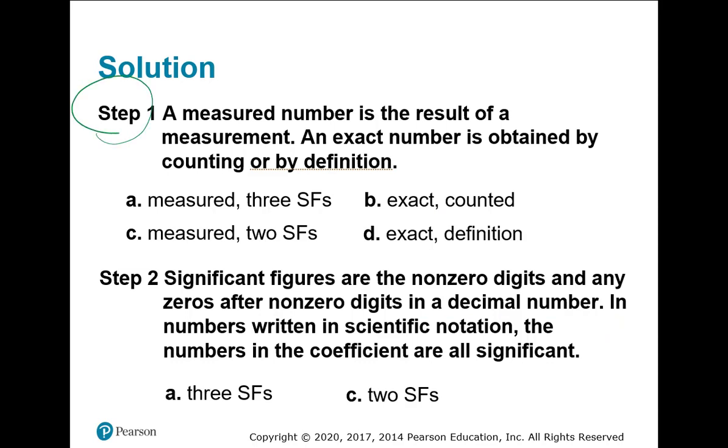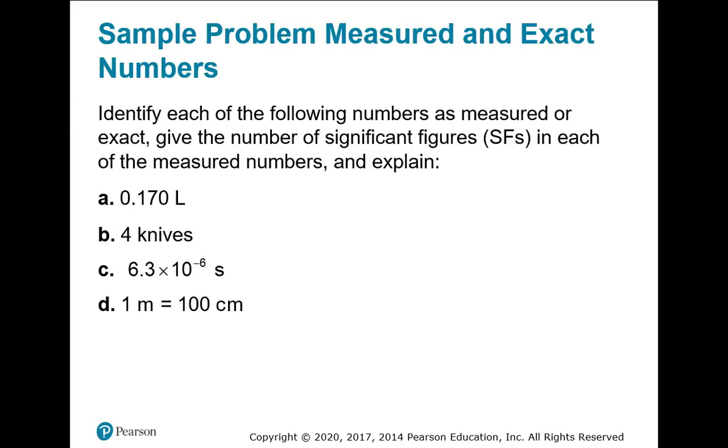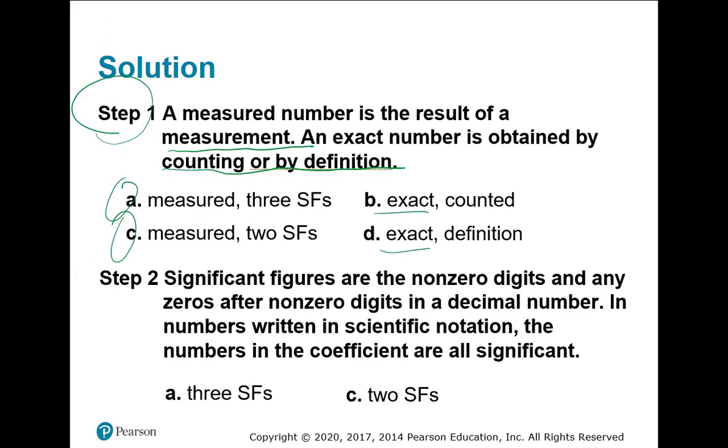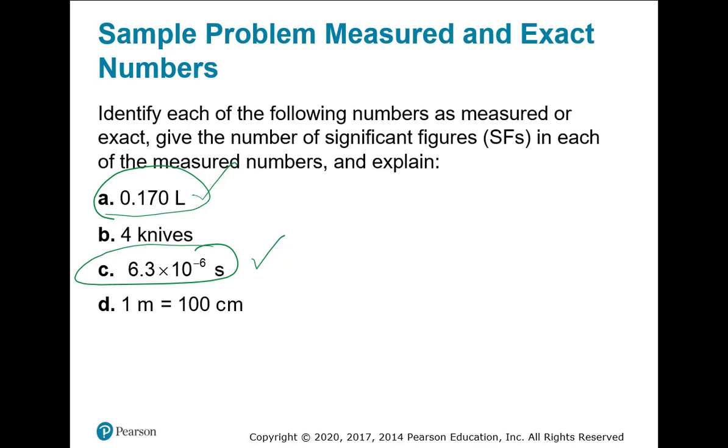Step 1. A measured number is the result of a measurement. An exact number is obtained by counting or by definition. So A and C are both measured. A is a measurement of volume and C is a measurement of time. B and D are exact. B, we counted 4 knives. D is by definition that in 1 meter there's 100 centimeters.